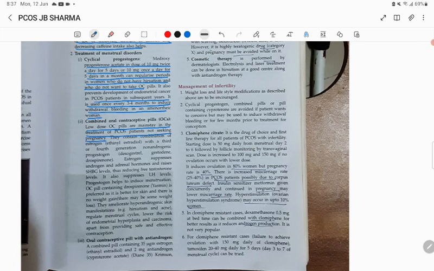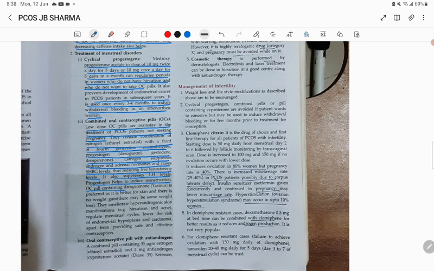They contain a combination of estrogen, ethinyl estradiol, with a third or fourth generation non-androgenic progestin like desogestrel, gestodene, drospirenone. What happens? Estrogen suppresses the androgen and adrenal hormone and raises the sex hormone binding globulin level, thus reducing the free testosterone level. It also suppresses the LH level. Progesterone helps to induce menstruation.